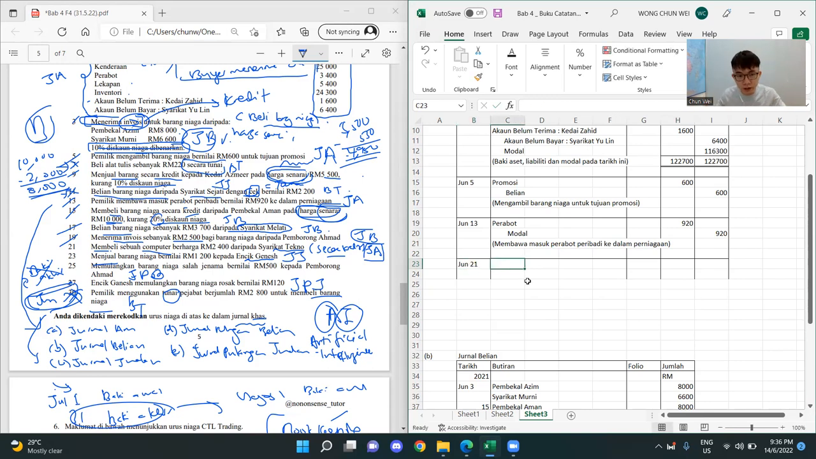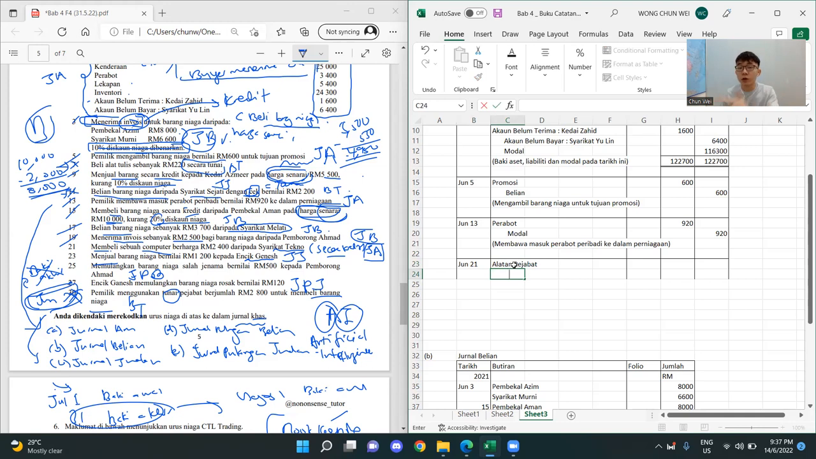So try to understand it again. Then we do the debit and credit. You beli sebuah komputer daripada syarikat Tekno. So when you beli komputer, meaning the computer will be coming in, right? You will get the computer in your business. So the computer comes in, then you debit. So you debit computer. Computer, we don't write computer. What is the accounting term for this computer? We call it the alatan pejabat.